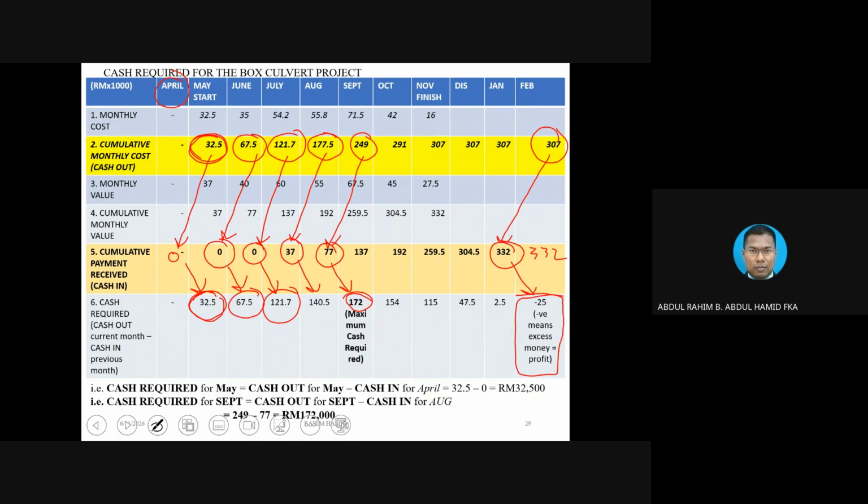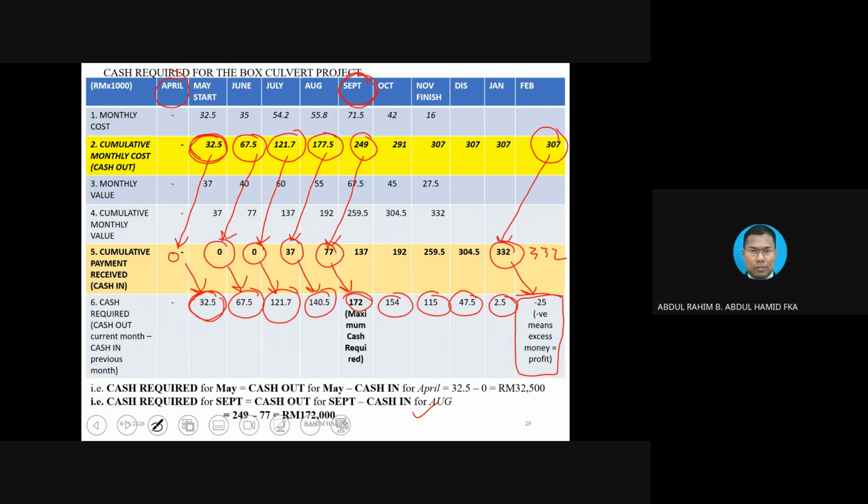The rest, basically, you need cash. How much is the cash that you need? Here, this amount every month. Okay, but among them, there is one which is the bigger value, and the bigger value is 172, and it is happening on the month of September. So this is the answer.